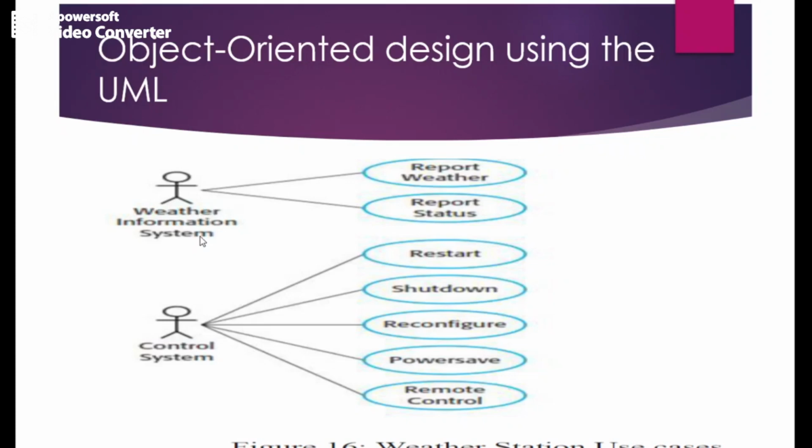Weather information system can report weather, report the status. But what about control system? Controlling your system. So it can be a kind of software control system. What you can do here is you can either restart your system, or sometimes because of some problem shut down the system. Then you can also reconfigure, power save your system, remote control access is also available. Clear? So this is the weather station use case.